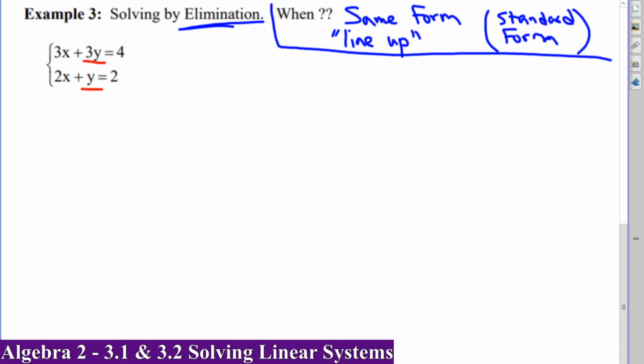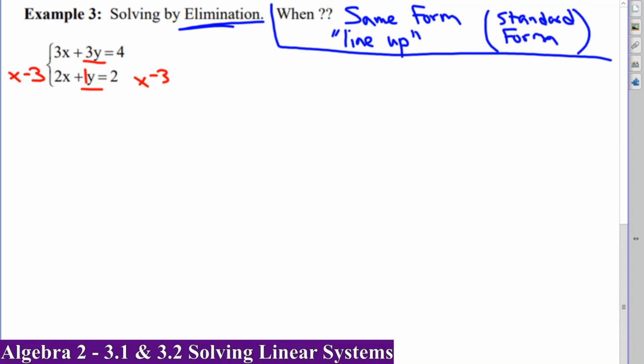Now, remember, this is an invisible 1 in front of the y in our second equation. So if I want to eliminate a positive 3y, I have to have a negative 3y. So what we're going to do is multiply everything in the second equation by a negative 3. The reason we're doing that is because then we can turn that positive 1y into a negative 3y. And when I add a positive 3 and a negative 3, we're going to cancel out and get 0.